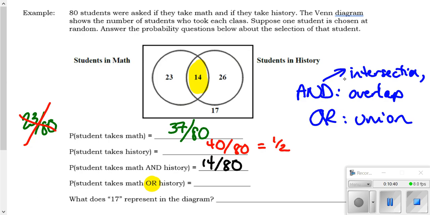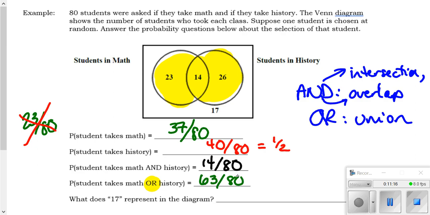Okay, that's maybe helpful. So a student takes math or history. That means these people who take just math. It also means these 14 people who take both. It also means these 26 people who just take history. So that's a little different from how we would normally think about the word or. So that would leave us with 23 plus 14 plus 26. That's 63.